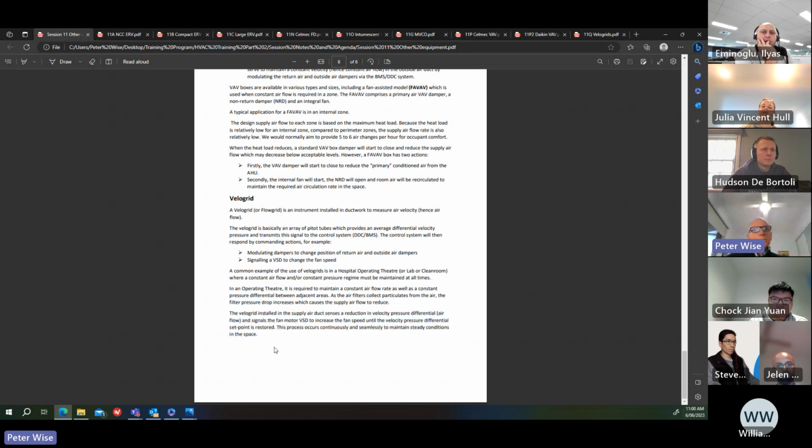So I just wanted to mention those in case you've got a situation where you need to maintain an airflow rate. If you've got a lab or a clean room that you need to maintain constant flow, that's one way you can do it, by using dampers or fan speed control.